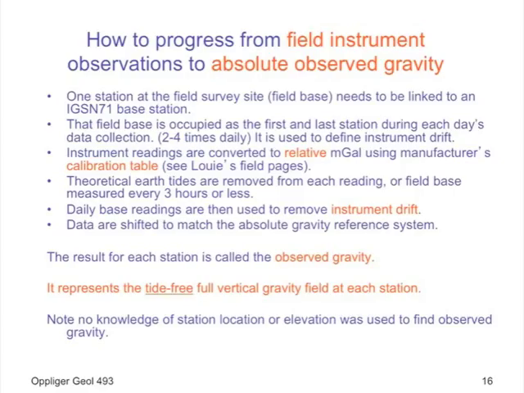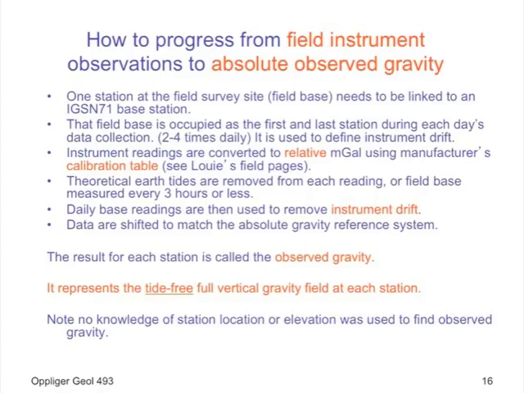So you take the instrument reading, the dial reading, you still have to use the manufacturer's calibration table to get the relative acceleration in milligals, and so then you use your drift correction, and you might also use theoretical earth tides from a code that will calculate earth tides, or the field base measured every 3 hours or less. Okay, so that'll remove earth tides.